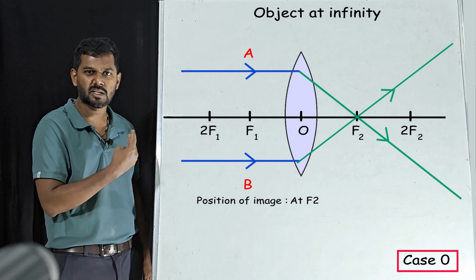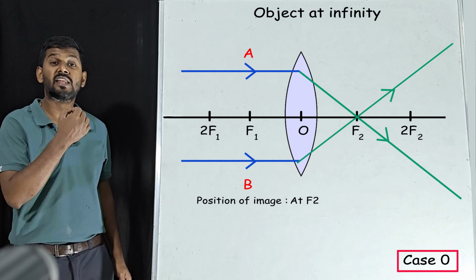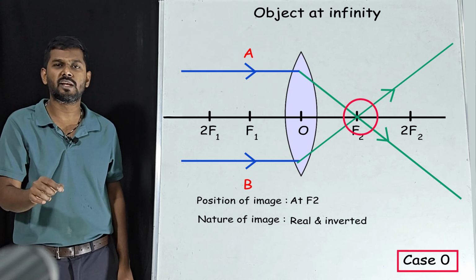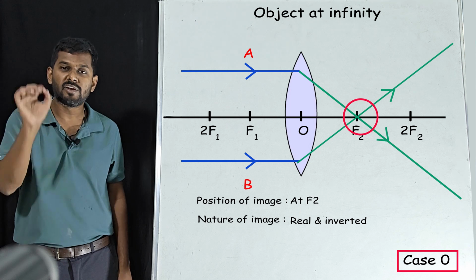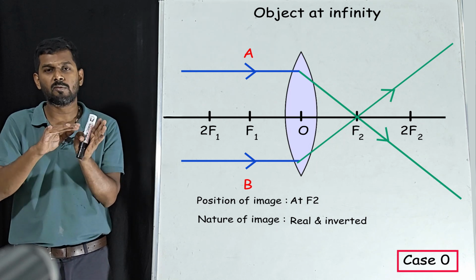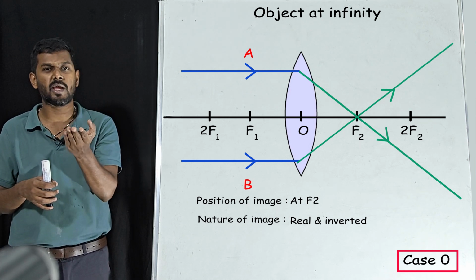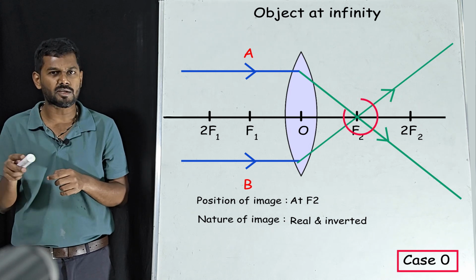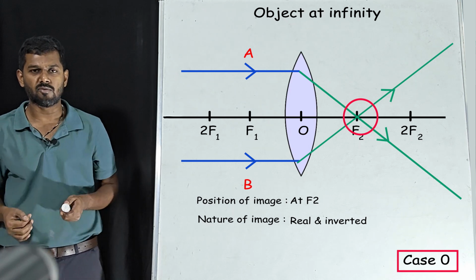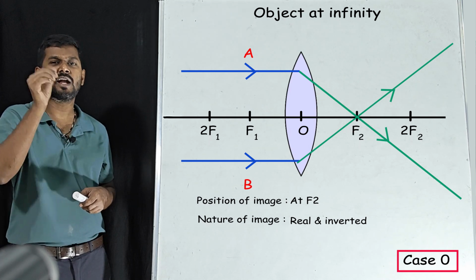Now, these three things you should know. First, the position of the image. Second, the nature of the image. Do you see any intersection point? If you see any intersection point, then definitely it is real and inverted. If the image is real, it will definitely be inverted. So how do we know whether it is a real image or a virtual image? If you see any intersection point, then it is a real image. If it is real, it is obviously inverted. So we have an intersection point at F2, so it is a real and inverted image.